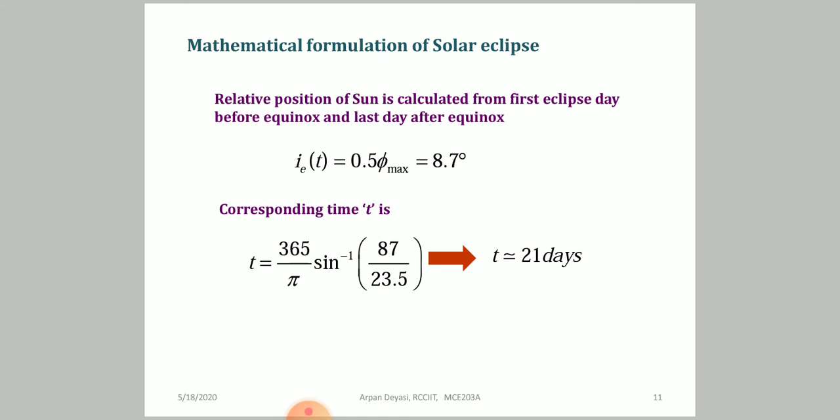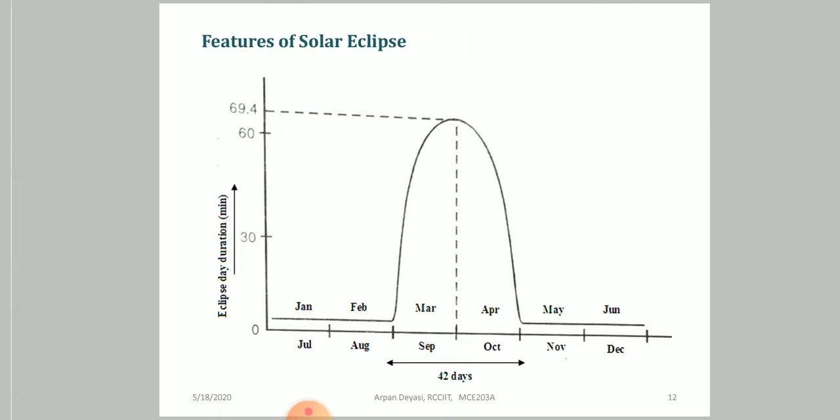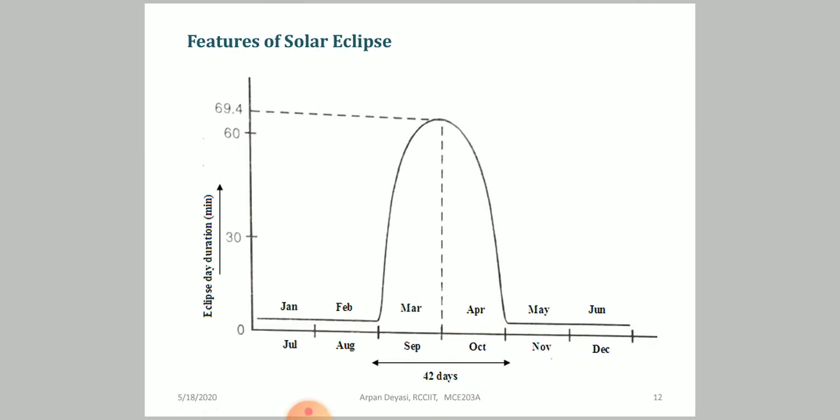then it will fall back for another 21 days. So what will be the total duration of the eclipse? That should be 42 days. And I am showing that is for March, April, and also for September, October. So the total duration should be 42 days, and you have to remember this factor.